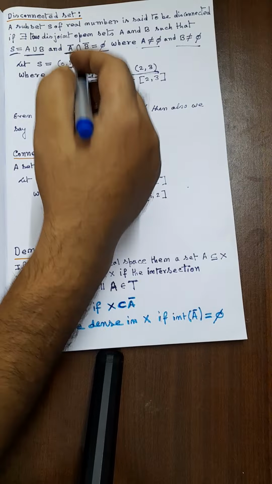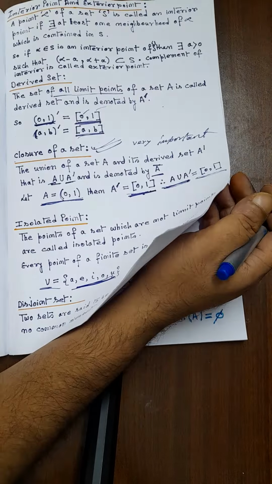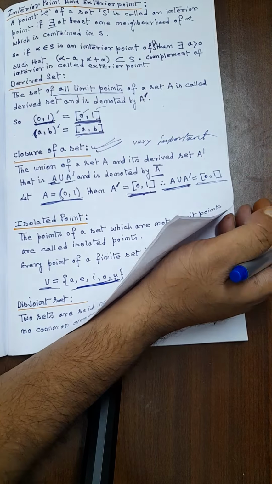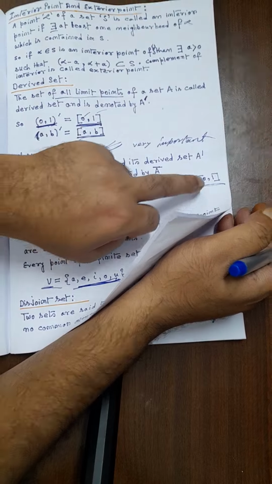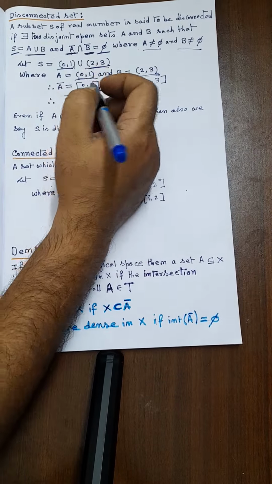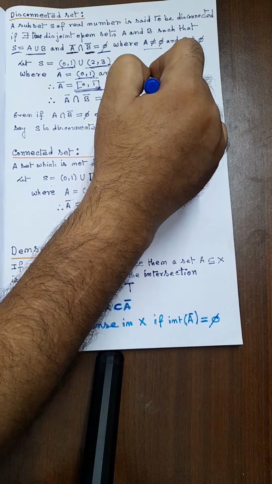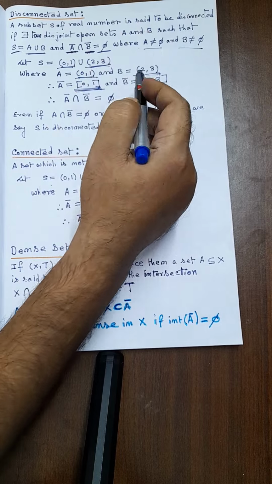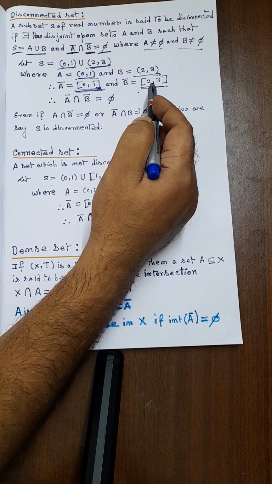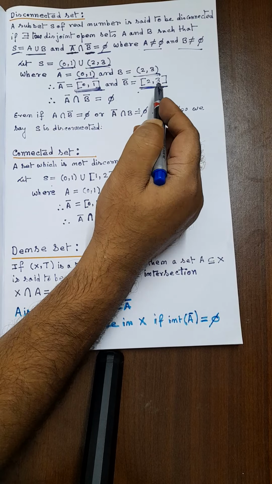Okay. So the closure of the set A will be [0,1]. Why will it be [0,1]? Because A union the derived set of A will return [0,1], right? That is why [0,1] will be the closure of the set A. And what will be the closure of the set B? It will be [2,3], because B union the derived set of B will be the closure of the set, that will return the closed interval [2,3], right?